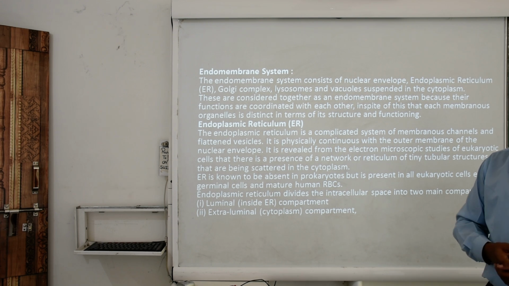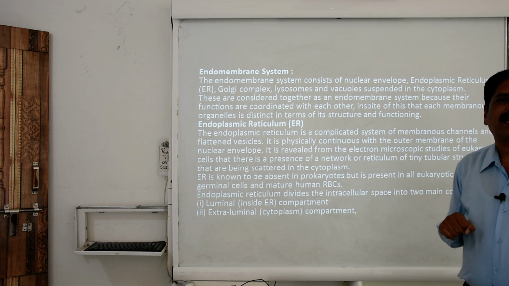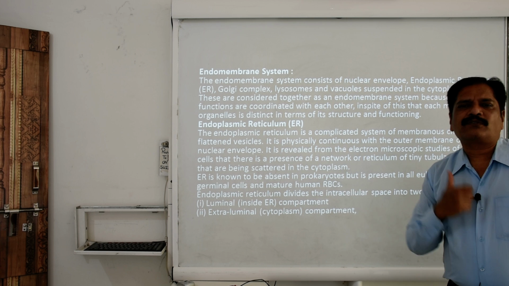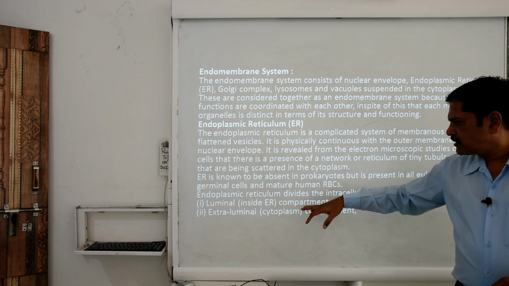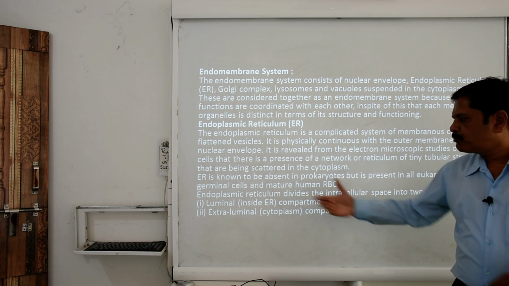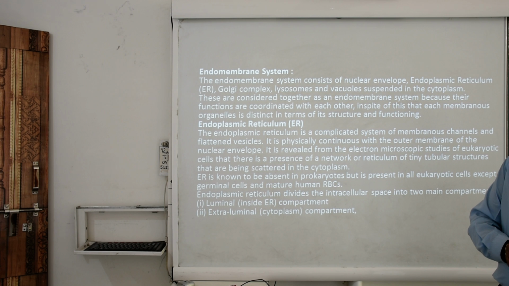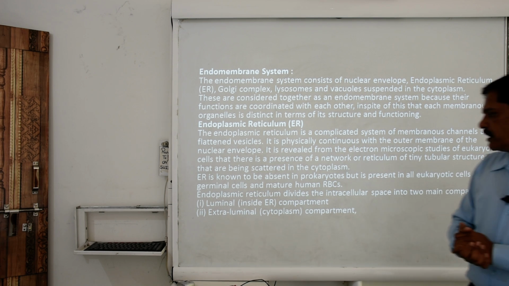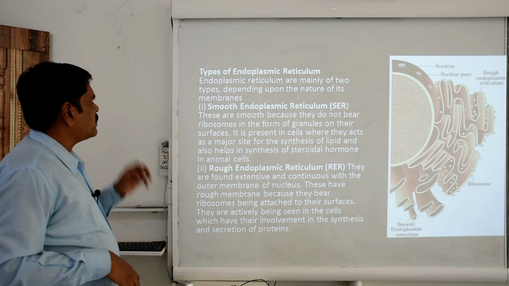So you know that exceptions are there, okay. You can find these exceptions anywhere. So similarly, human RBCs are also one of the exceptions where the endoplasmic reticulum is absent, clear. Basically, on the basis of the position and location of the endoplasmic reticulum, it is responsible for dividing the cell into two main components. One is the portion inside the endoplasmic reticulum, and second the extraluminal, that is the cytoplasmic compartment outside the endoplasmic reticulum, clear.